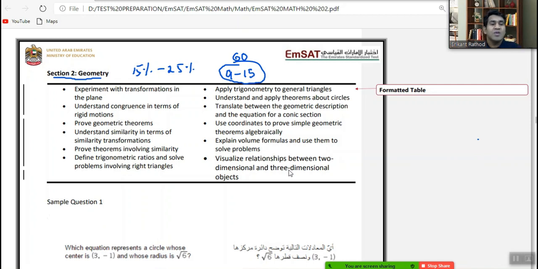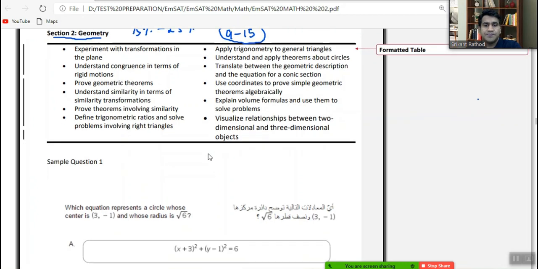But let me tell you, there is nothing to worry about, because whatever formulas are required will be given to you as a sheet, or will be available on your computer screen itself, so that you can make use of them whenever you need. The only thing you need to know is how to apply those rules and how to solve the questions by making use of them. All right, so let's discuss a few sample questions relating to this.